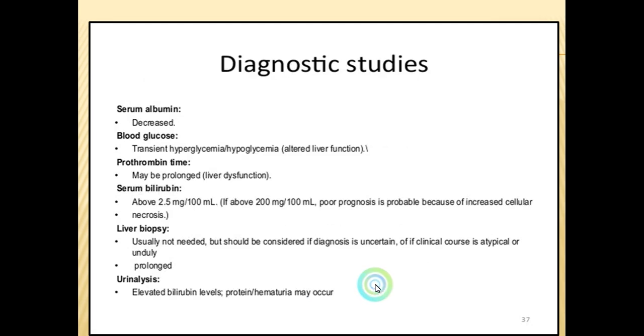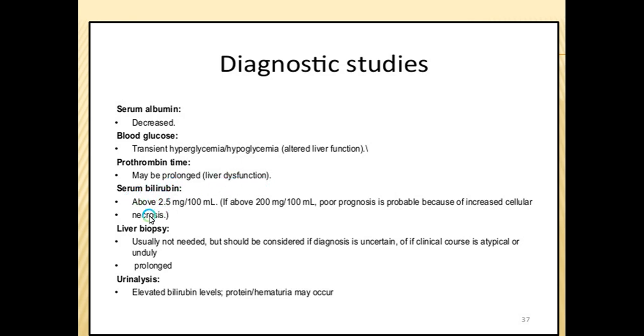Okay, the remaining diagnostic tests are serum albumin, which will be decreased. Blood glucose, you may have transient, that is for a short time, either hypoglycemia or hyperglycemia, because the liver helps to store glucose. Because the liver is not functioning properly, you may have either hyperglycemia or hypoglycemia. Prothrombin time will be more because of liver dysfunction.